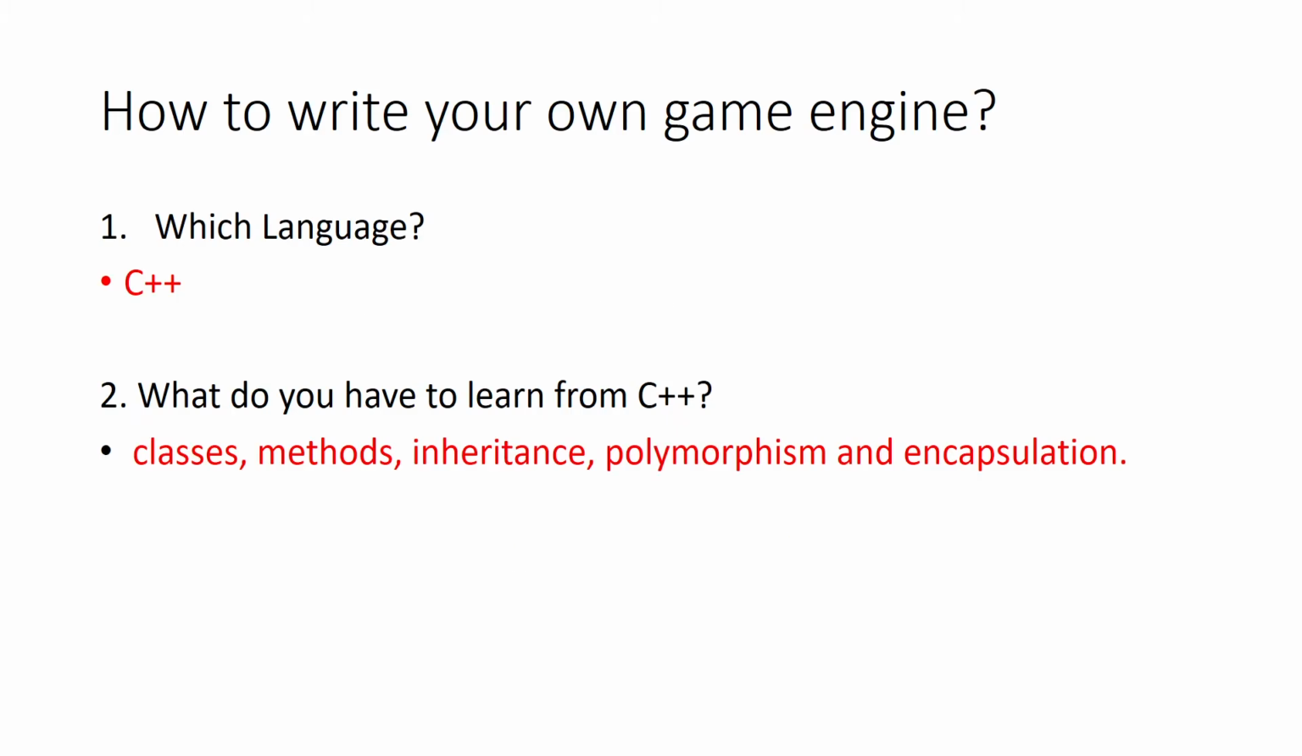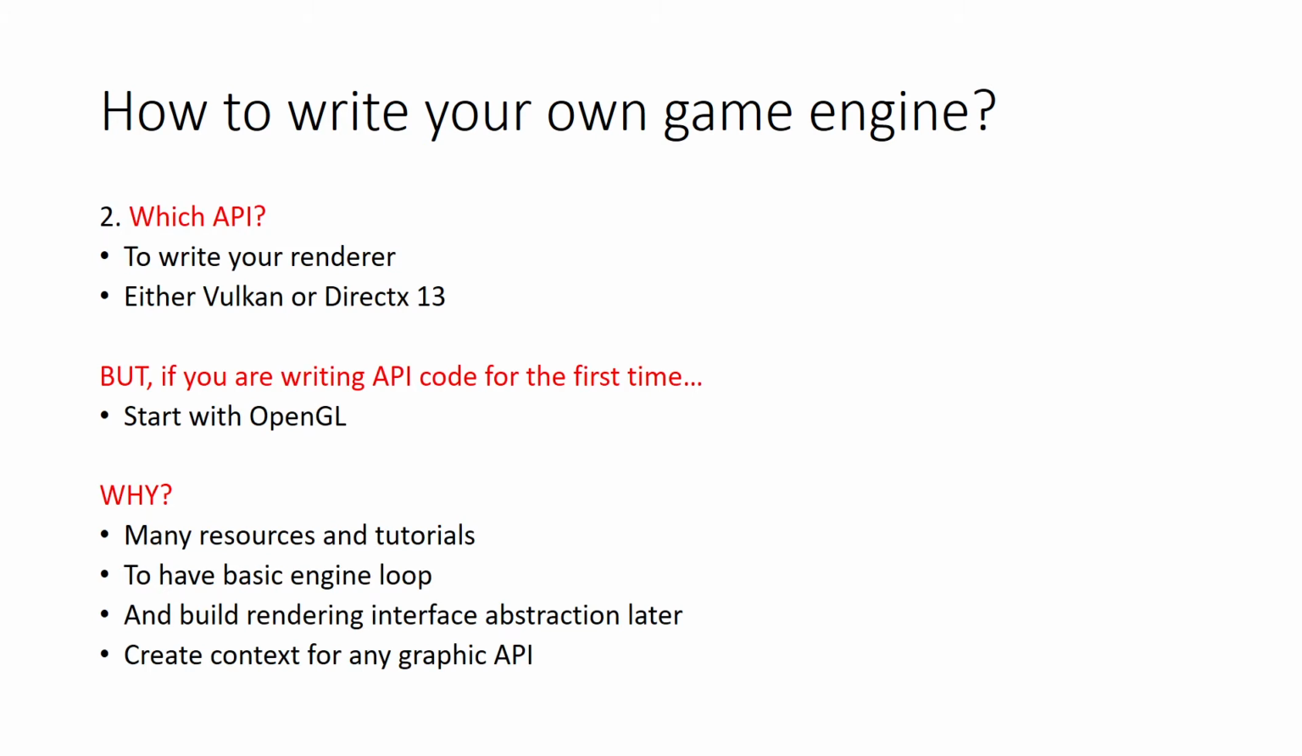How to write your own game engine. One: which language? C++. What do you have to learn from C++? Classes, methods, inheritance, polymorphism, and encapsulation.